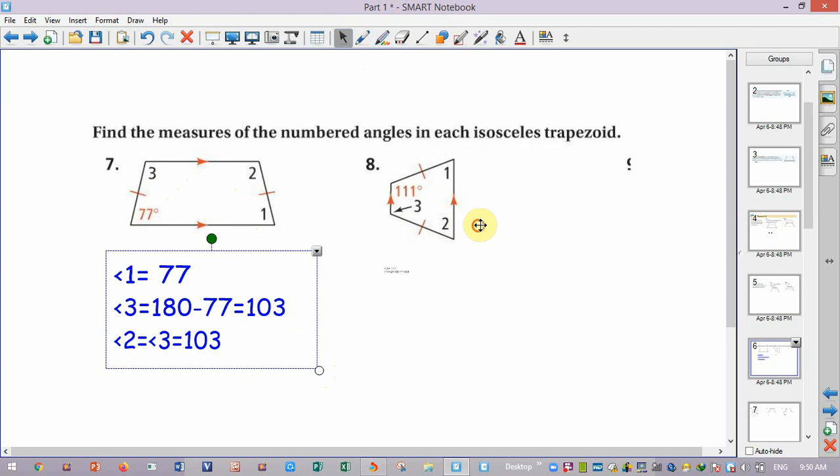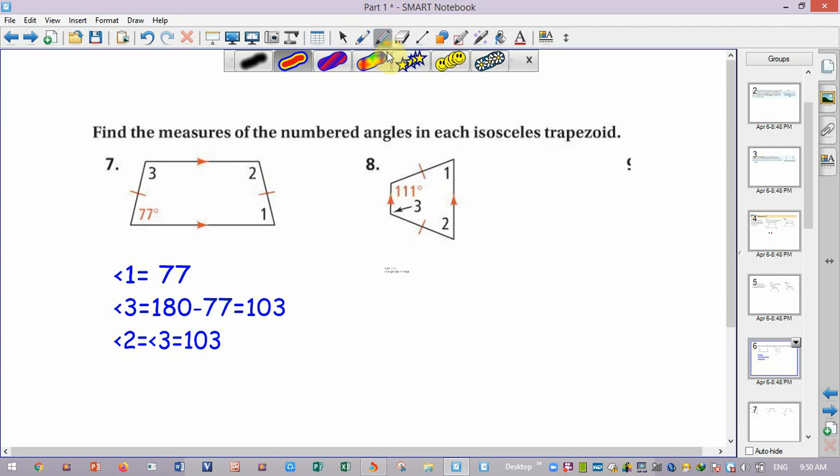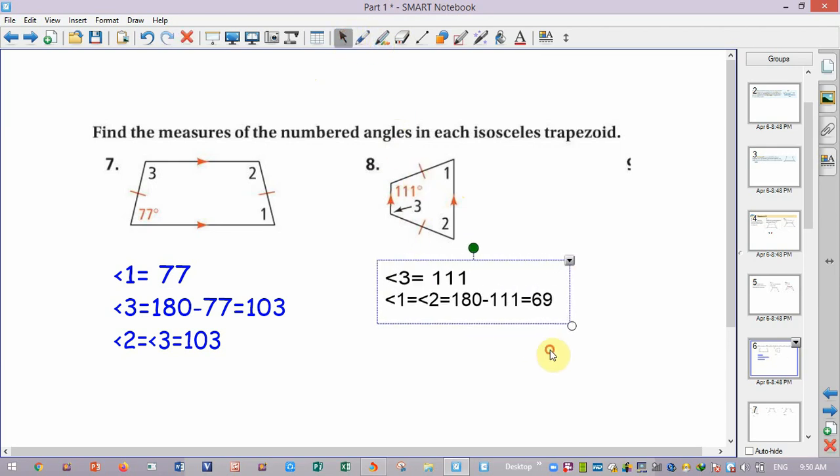This one, number 8, the easier angle, base angle. We have the base, this is the small base. We have two angles that are equal, then angle 3 equals 111. Angle 1 is the same as angle 2, and each one is 180 minus 111, equals 69.